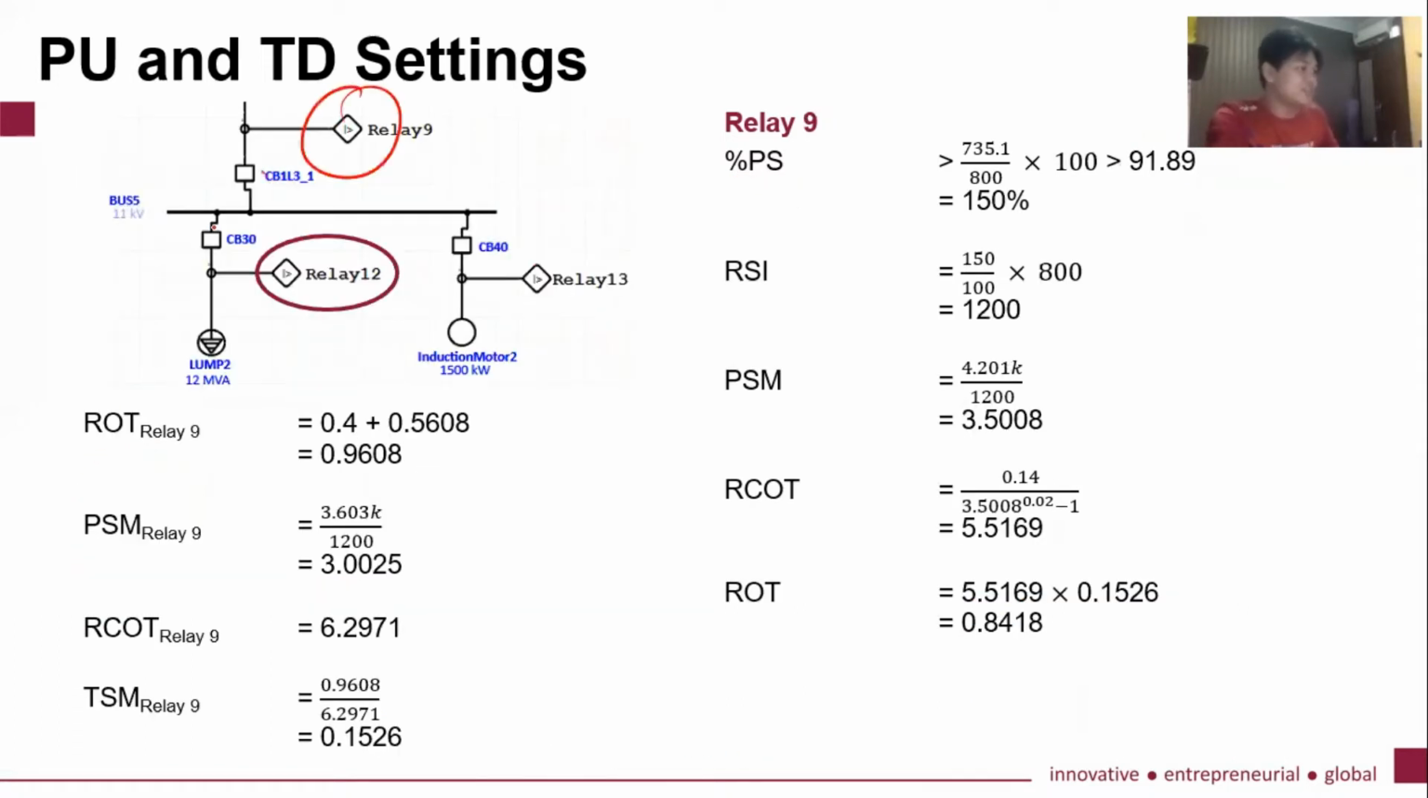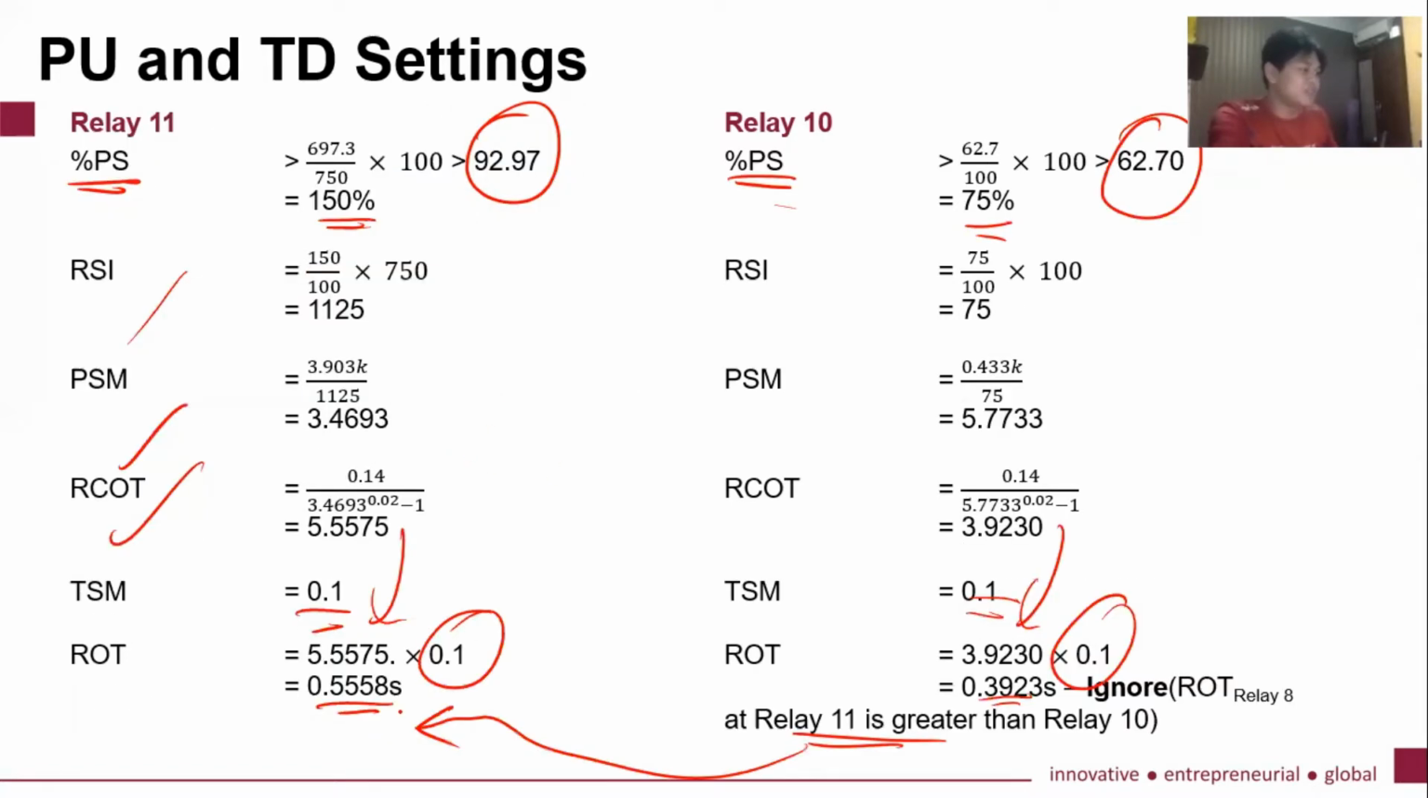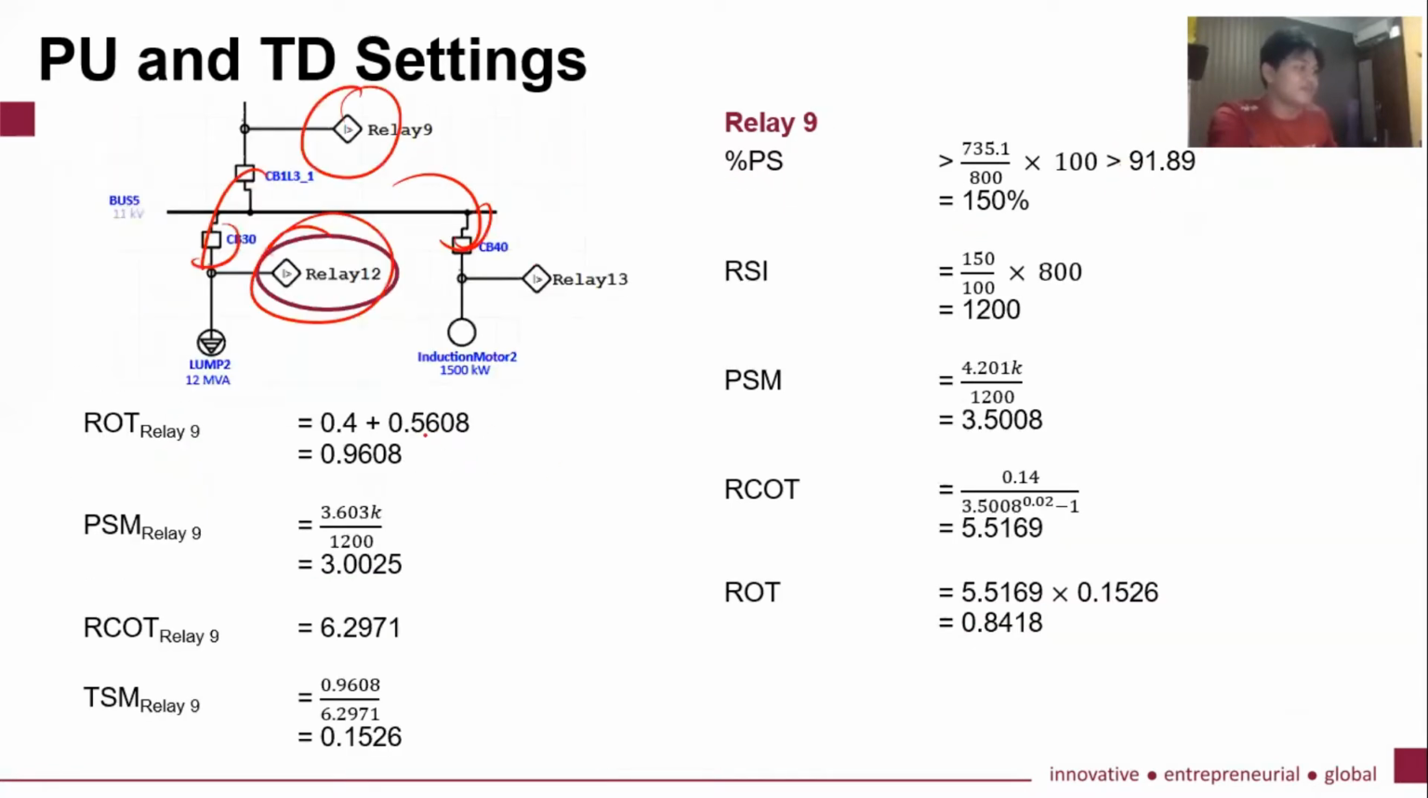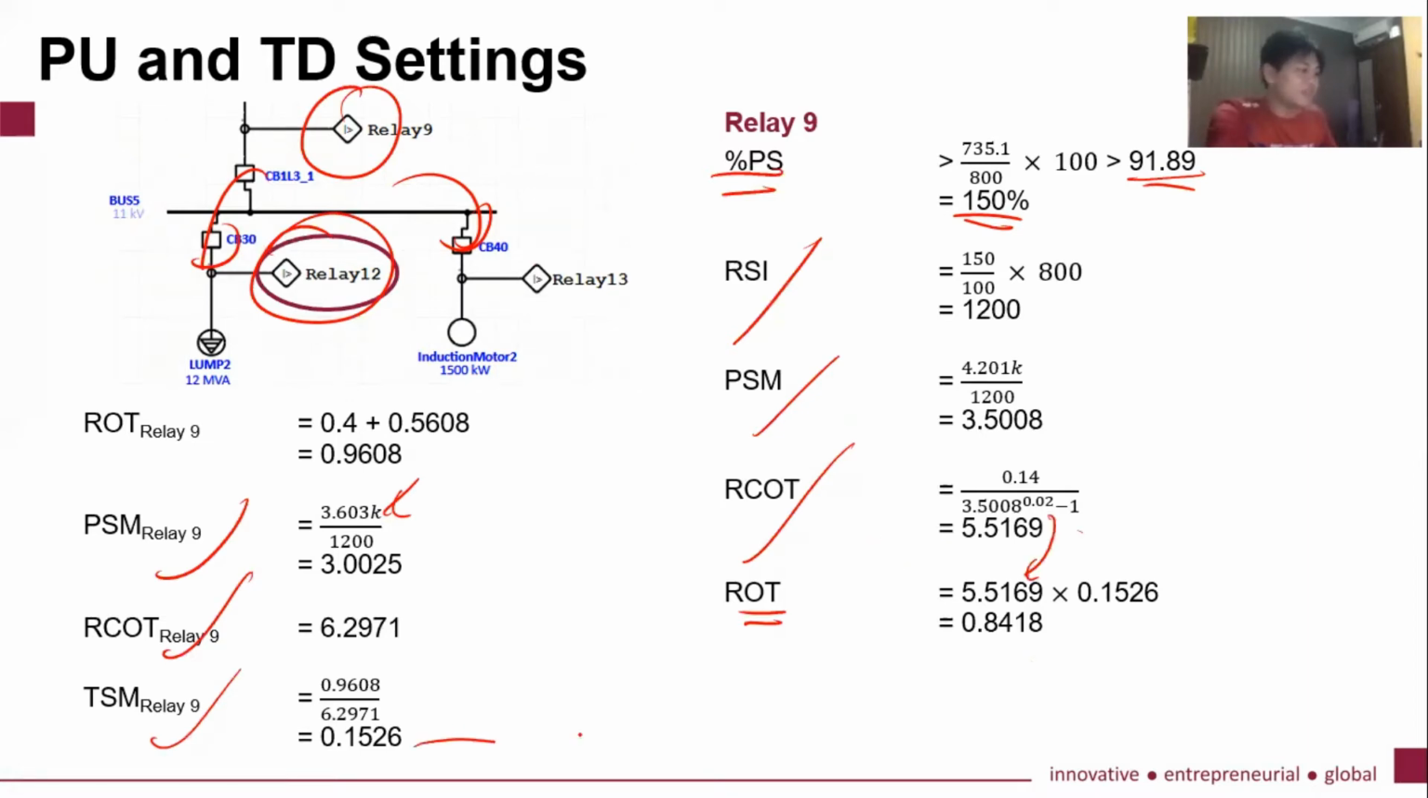Then we're moving on to relay 9. As you can see, we have relay 12 and relay 13, but we choose relay 12. Then for the PSM of the relay, we calculate RCOT, and then we calculate PSM. At relay 9, the plug setting must be larger than 91.89. So we select the plug setting 150, and we calculate RSI, PSM, RCOT, and then ROT. As you can see here, we use the RCOT multiplied by TSM at relay 9. So we get ROT 0.841.